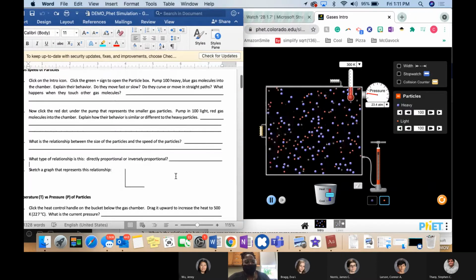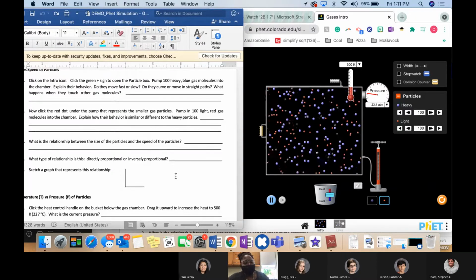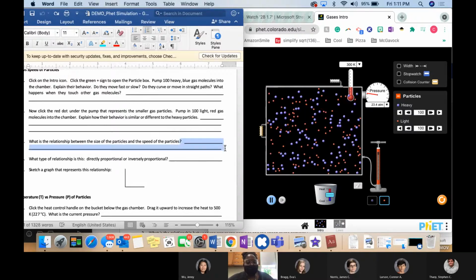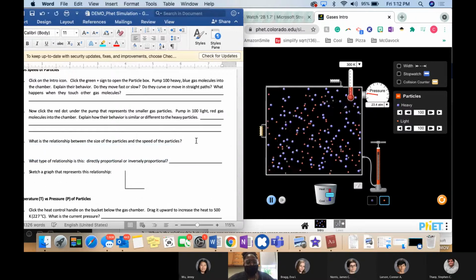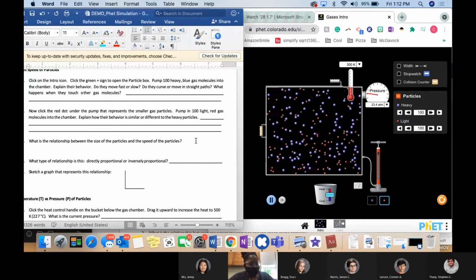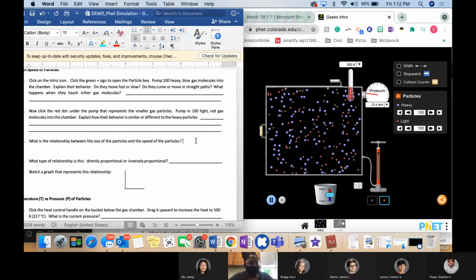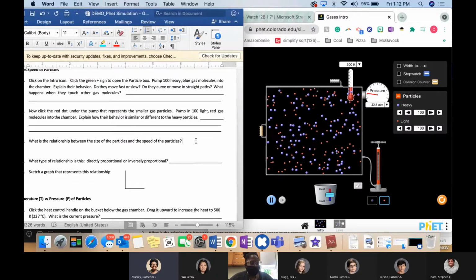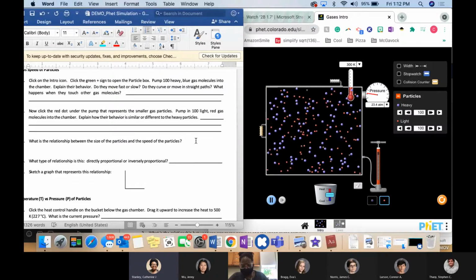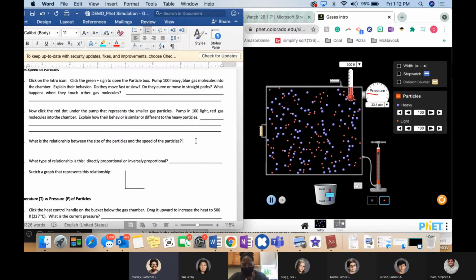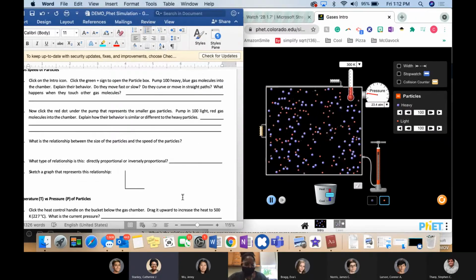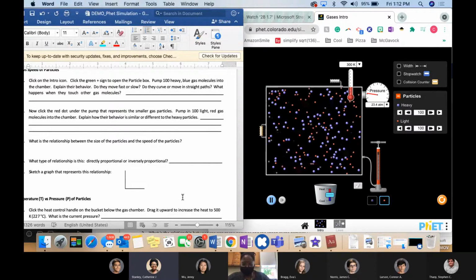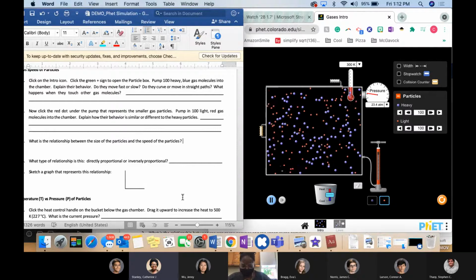Now, in terms of speed, what is the relationship between the size of the particles and the speed of the particles? Now, this is something we need to sit still and talk about. So, would you say that the particles that are smaller move faster, the same pace, or slower than the larger particles? Faster, slower, or the same pace? Ooh, I like it. Say it louder for the people in the back. Good job.